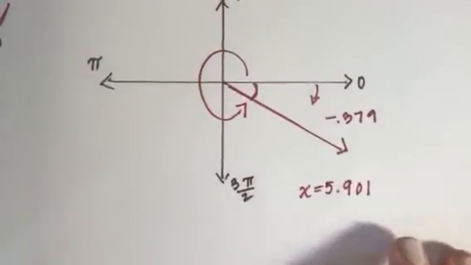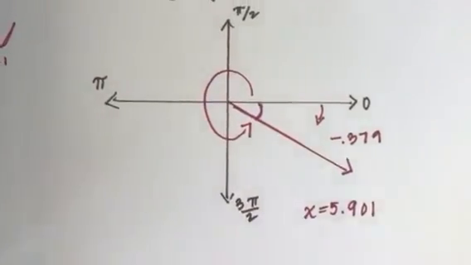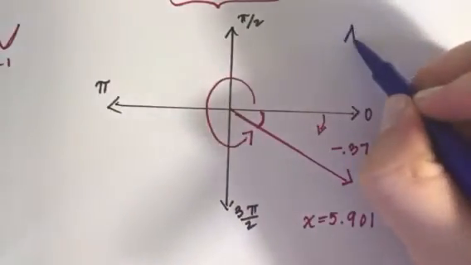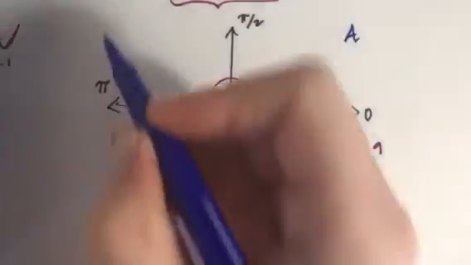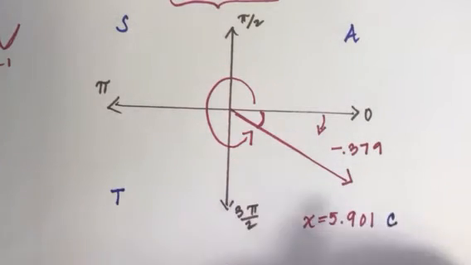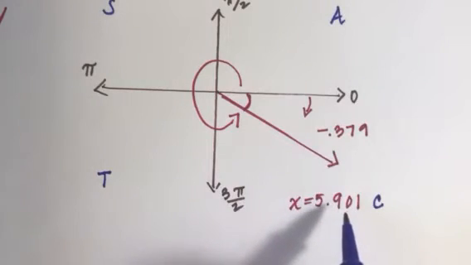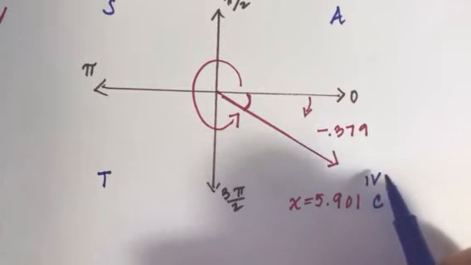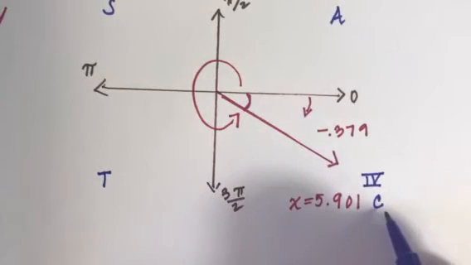Now I say one of my x values because typically in a circular reference frame, remember that we can have more than one angle value that results in the same sine and cosine. And the way that we can find that is by considering where our trig functions are positive. So all of my trig functions are positive here. My sine function is positive here. My tangent functions are positive here. And my cosine functions are positive here. So we already found 5.901. That's over here in quadrant 4, where only my cosine is positive.